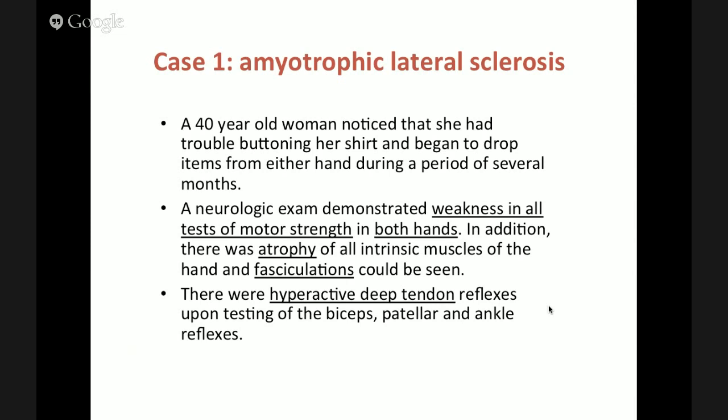The deep tendon reflexes in testing the biceps, I don't know which biceps that is, the way it's written. As an anatomist, I'm very particular about specifying which one. Maybe it's femoris with the other lower extremity, or maybe it's the representation of the upper limb. Anyway, there were hyperactive deep tendon reflexes.